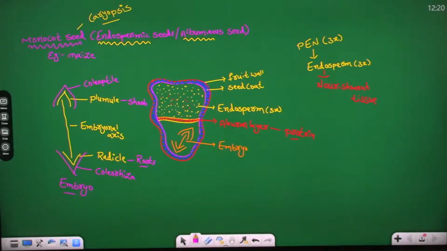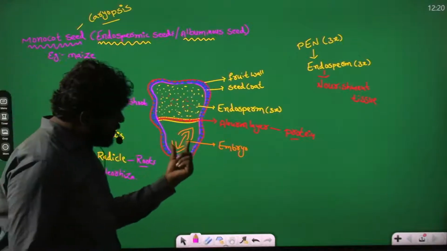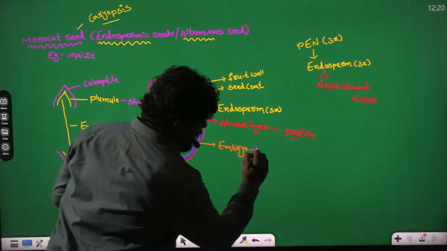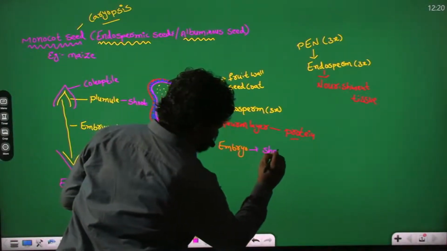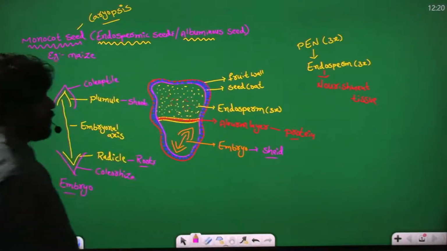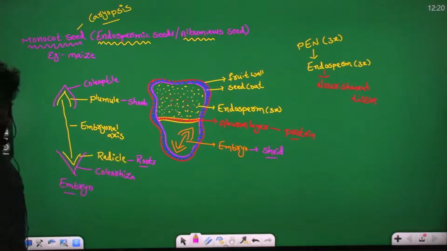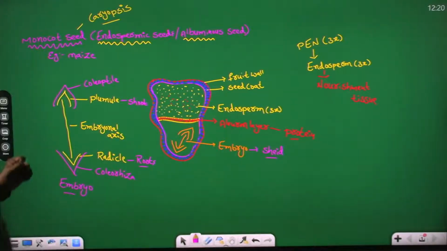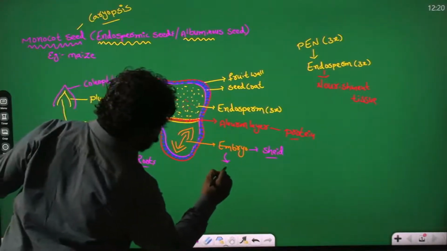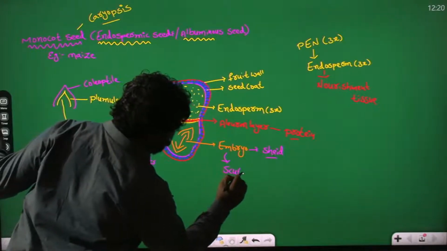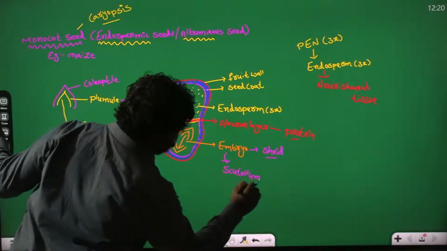Listen, this embryo, the shape of the monocot embryo, is just like that of a shield. That's why this monocot embryo is also called scutellum. Very important.